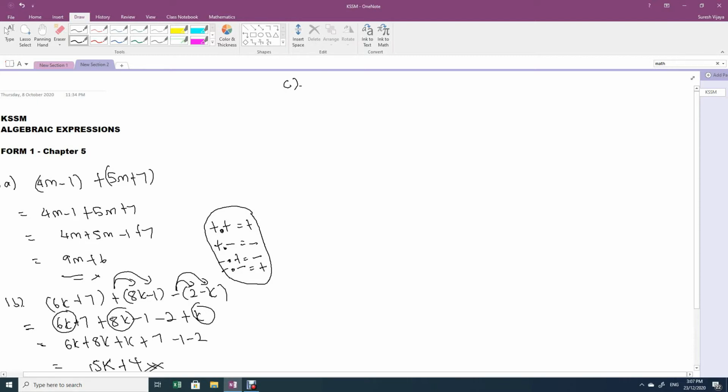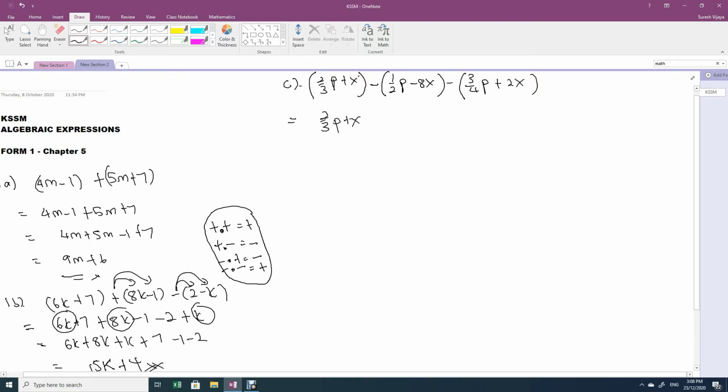1c will be, we write the equation 2 over 3p plus x in the bracket, and we have minus 1 over 2p minus 8x minus 3 over 4p plus 2x. So with this you have to break up the parentheses, the brackets.